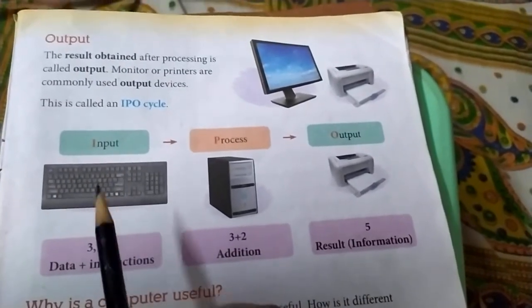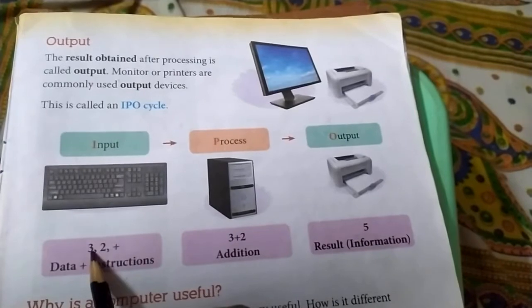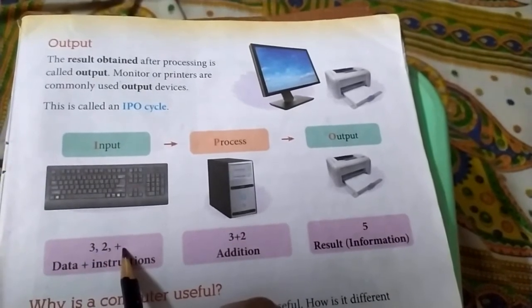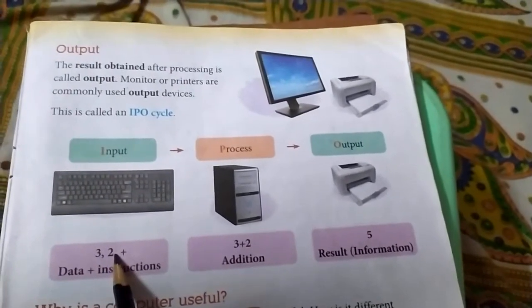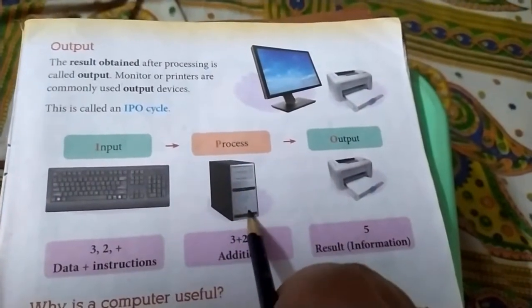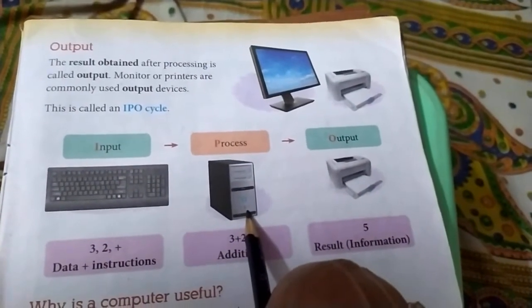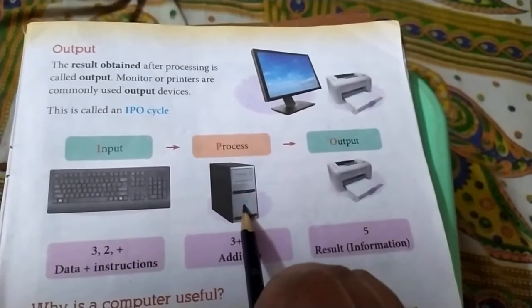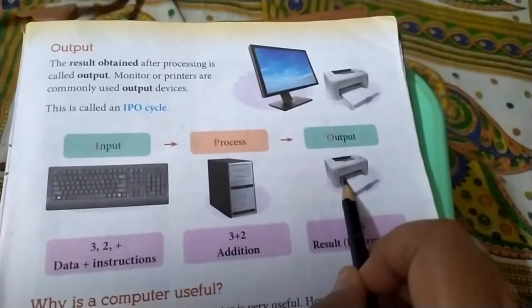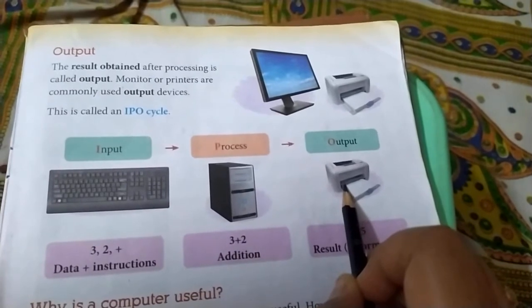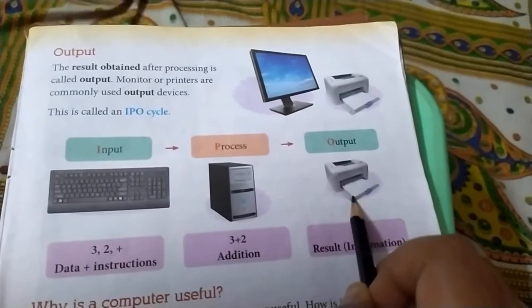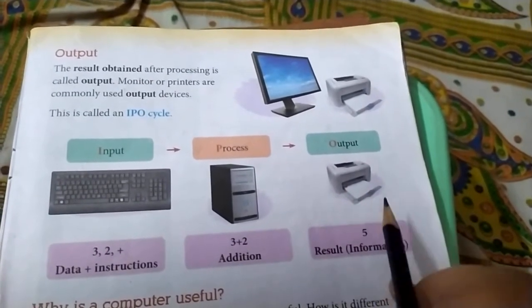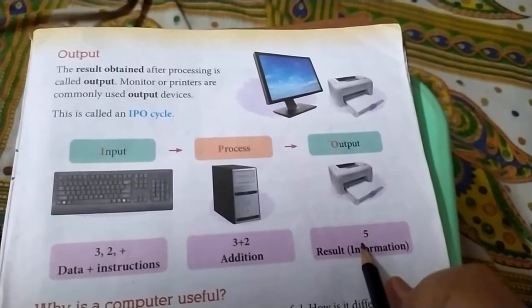Using the keyboard, we are giving the instruction 3, 2, plus. That means we have to add 3 and 2. This instruction is given to the CPU, that is 3 plus 2. The CPU has to calculate. And finally, the CPU gives the answer to the output device, the printer, which will show us the result as 5. 3 plus 2 is 5.